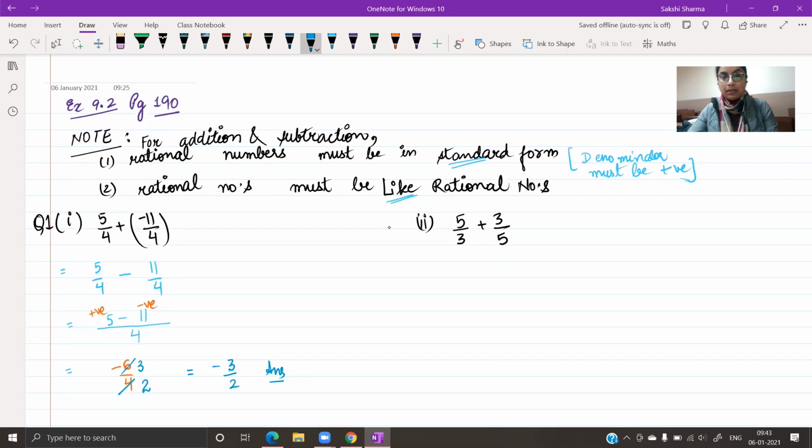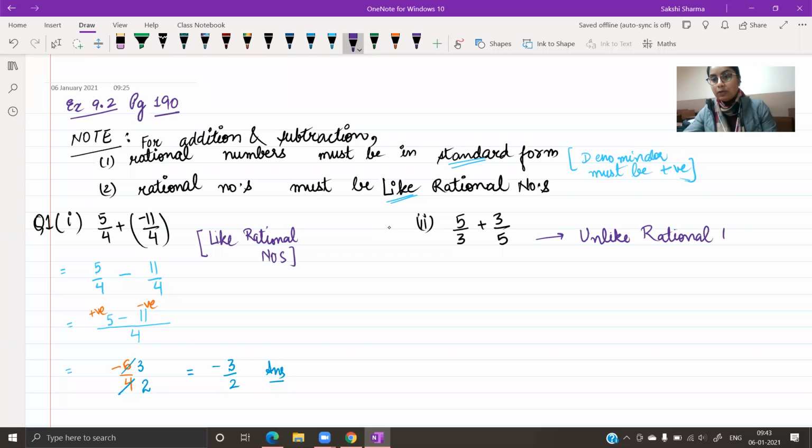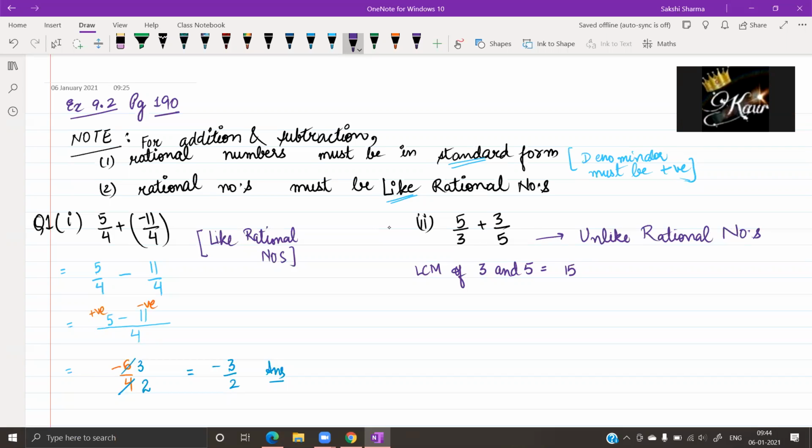Now looking at the second part, if you want, it's not required to be written in exam. You can write down that you have like rational numbers. So there was no need of the LCM of the denominators. Whereas in this case, I have got unlike rational numbers. I would like to find out the LCM of the denominators and then convert the two in order to make them like rational numbers, so that I can perform the addition or subtraction, whatever is needed. So I would start with the LCM of 3 and 5. 15. The LCM is 15.